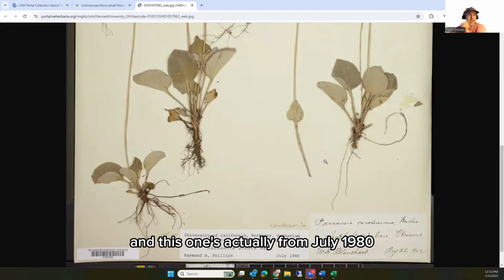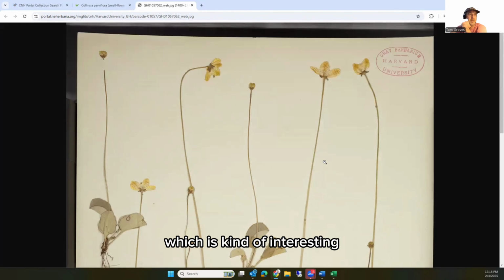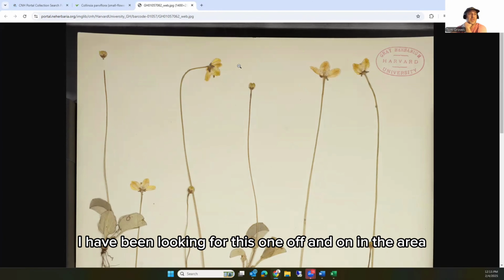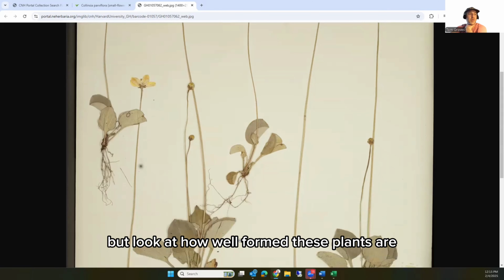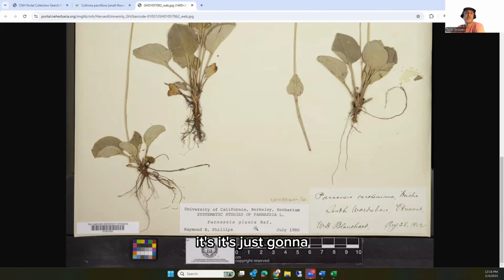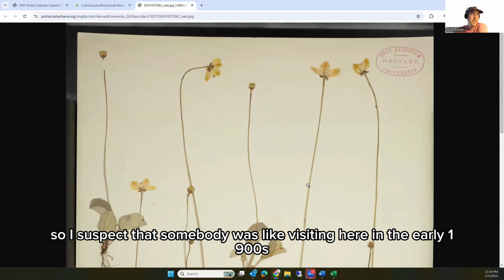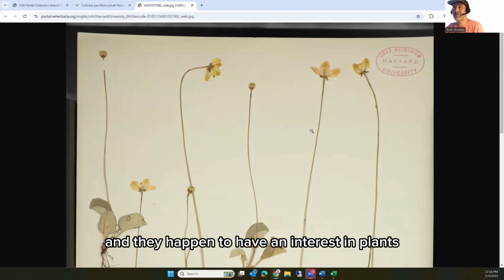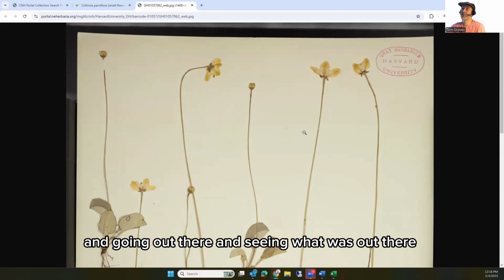And this one's actually from July 1980, which is kind of interesting. So not that long ago. I have been looking for this one off and on in the area, but look at how well formed these plants are. They're huge. Oh no, so it was reaffirmed in 1980. It was actually seen at the same time as that other plant by the same guy, in 1902. So I suspect that somebody was visiting here in the early 1900s and happened to have an interest in plants and went out there seeing what was out there.